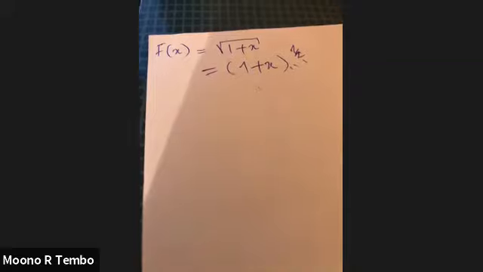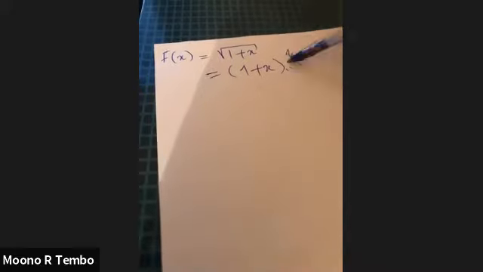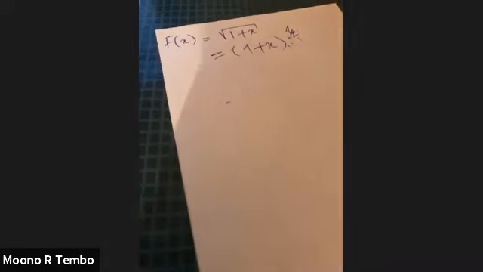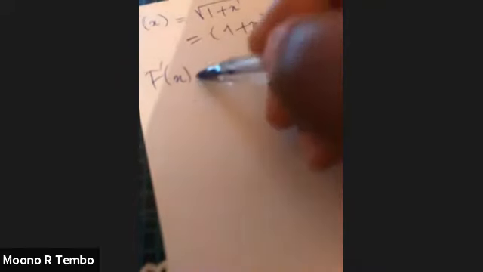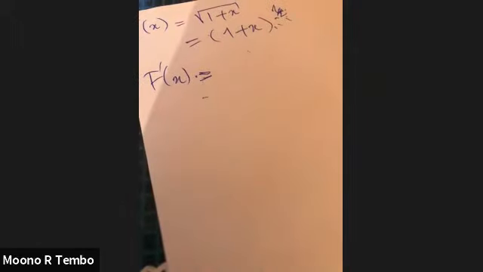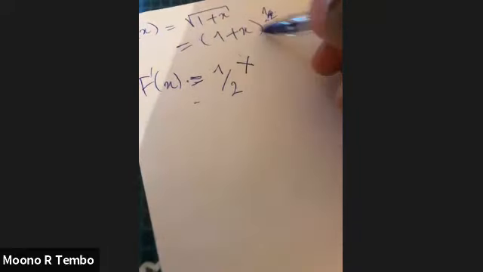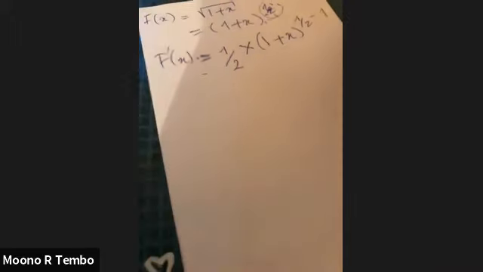One of the first things, we all know how to differentiate. When you are given the power, the power comes in front, you multiply it, then the power becomes power minus 1. That's how you differentiate. So f prime x, which means differentiating, is going to be equal to: this power comes in front, becomes 1 over 2 times this 1 plus x. This very power becomes half minus 1. What's half minus 1? You bring it down there like that.